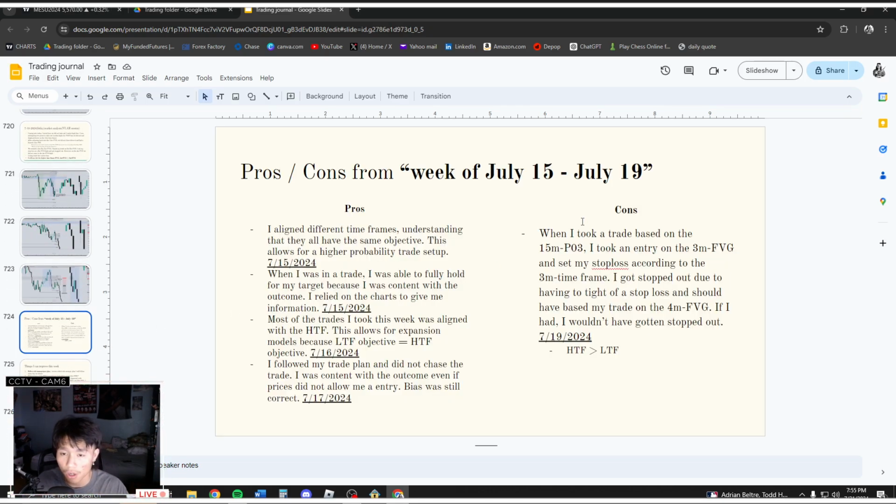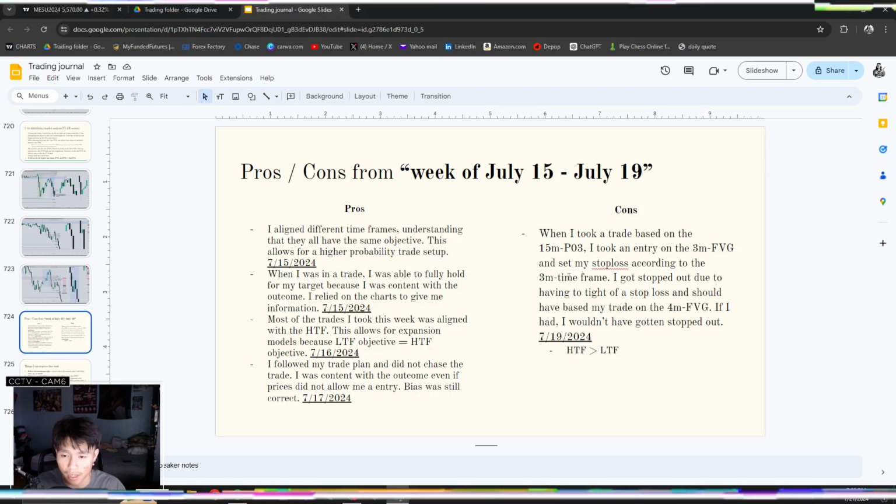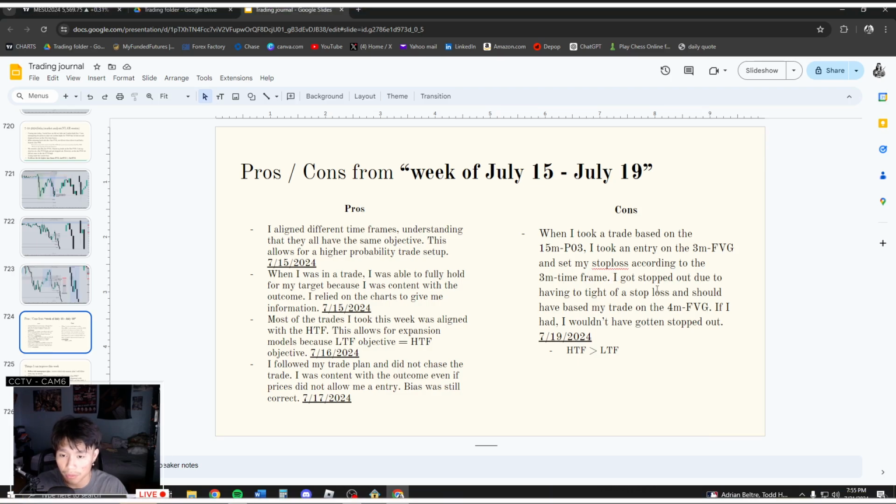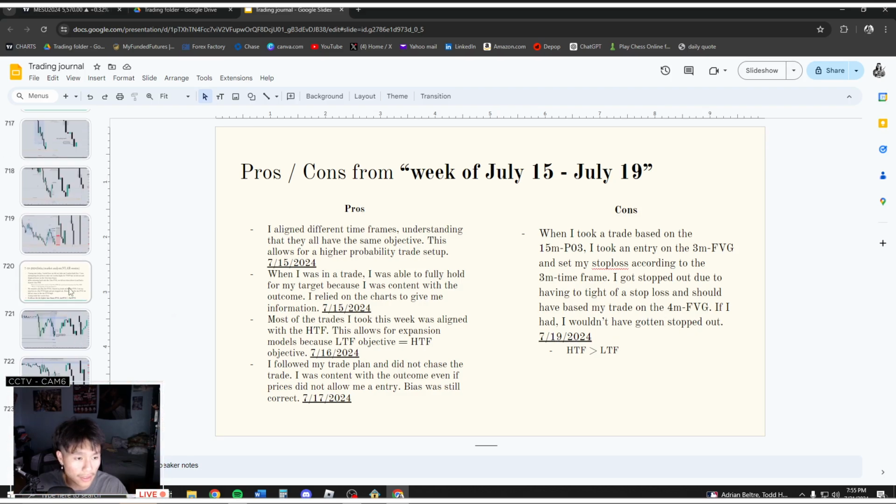And the con that occurred last week was when I took a trade based on the 15-minute power of 3, I took an entry on the 3-minute fair value gap and set my stop loss according to the 3-minute time frame. I got stopped out due to having a tight stop loss and should have based my trade on the 4-minute fair value gap. If I had, I wouldn't have gotten stopped out. This is the July 19th trade.